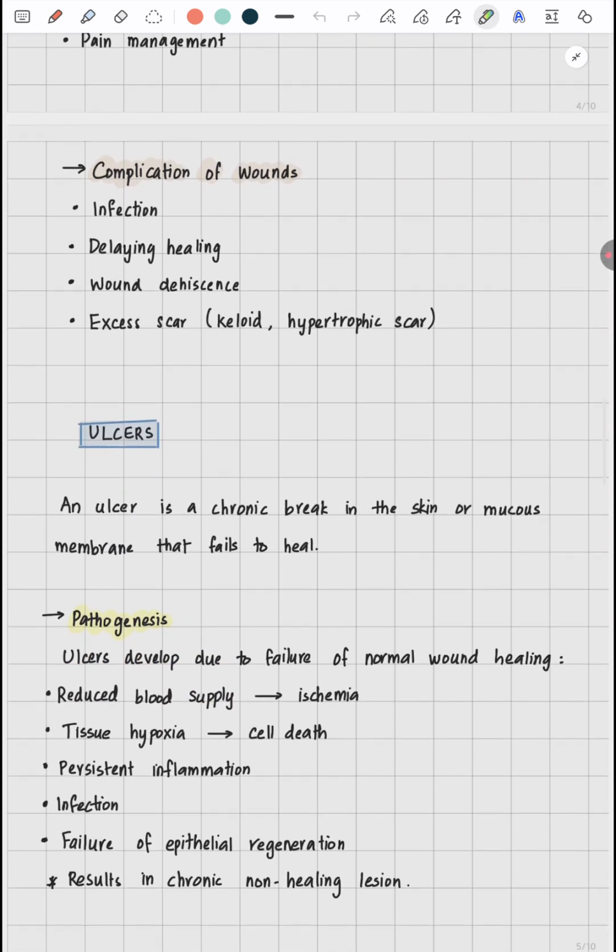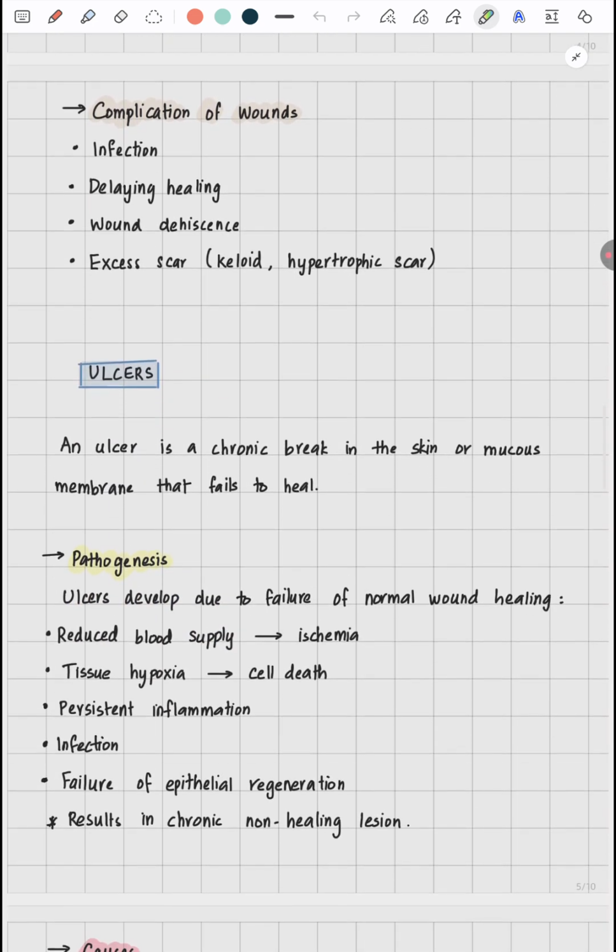Now, let us move on to ulcers, which represent a failure of normal wound healing. An ulcer is defined as a chronic break in the skin or mucous membrane that does not heal over a prolonged period. The fundamental difference between a wound and an ulcer is that in an ulcer, the normal healing process is disrupted continuously. The pathogenesis of ulcer is centered around poor tissue perfusion and persistent injury.